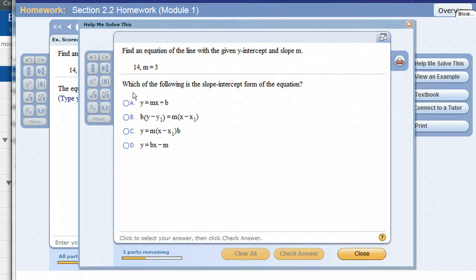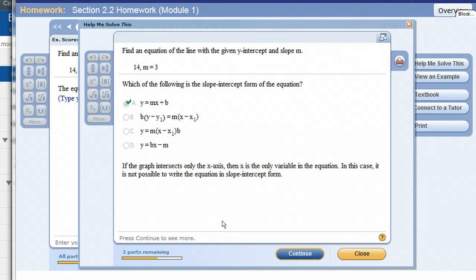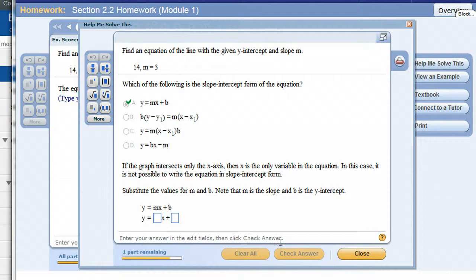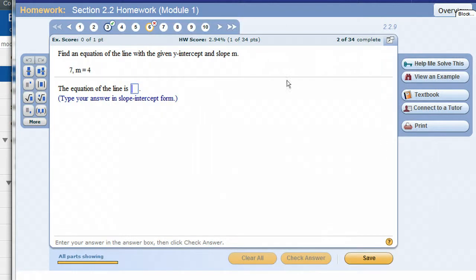As soon as you click help me solve this, something will pop up here. It'll walk you through, so it'll say which of the following is the slope intercept form of a line. So we click y equals mx plus b, check your answer. It'll say nice work, and it'll keep walking you through. You'll type things in, but as soon as you click help me solve, notice it puts a red X there, meaning that you got this question wrong. That's okay though, because you can just redo the problem. If you redo the problem, it'll change to a correct answer. Okay, so it says nice work, and notice now it changed to green.